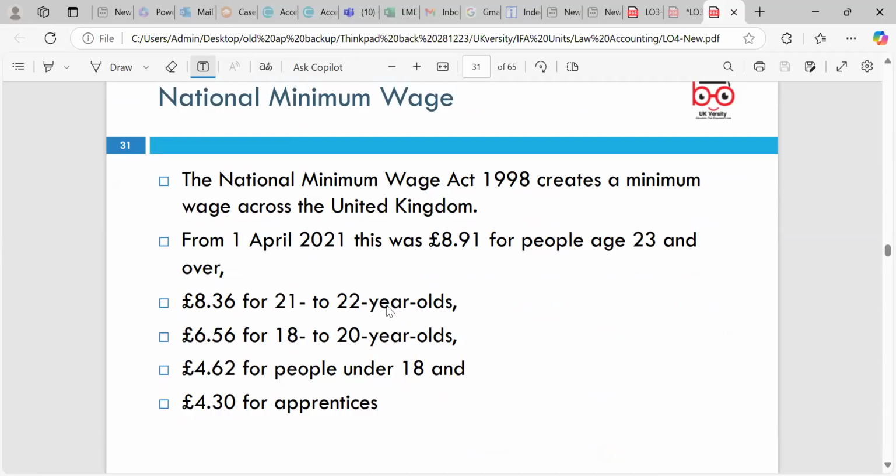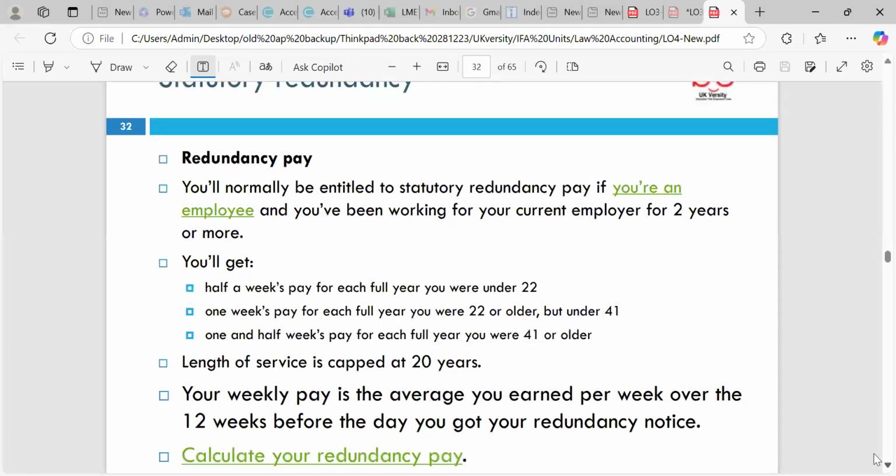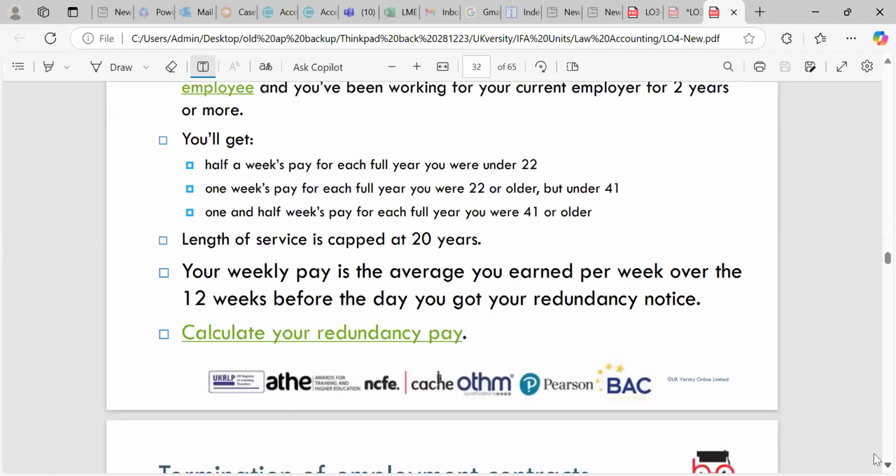And of course, this can be arguable. At the moment it is £11.44. Of course, you look at which age bracket we fall into, and that is what we need to look at accordingly. Okay, the statutory redundancy pay, as we mentioned: half a week's pay for each full year you are under 22, or 22; 1 week's pay for each full year 22 or older but under 41; 1.5 weeks' pay for each full year you are 41 or older. Length of service is capped at 20 years, and your weekly pay is the average you earn per week over the 12 weeks before the day you got your redundancy notice.